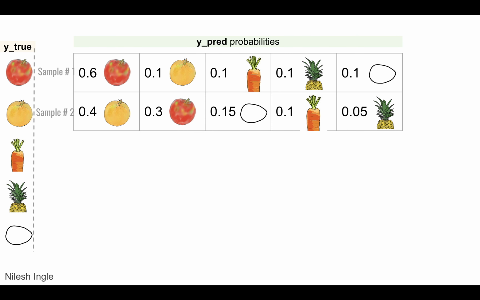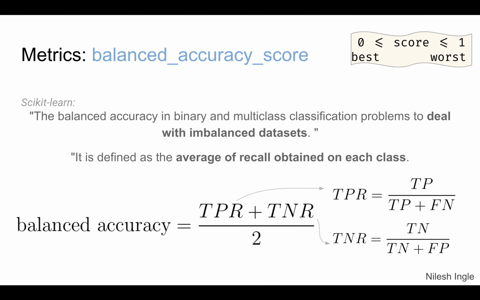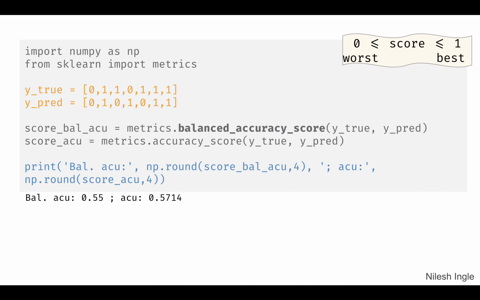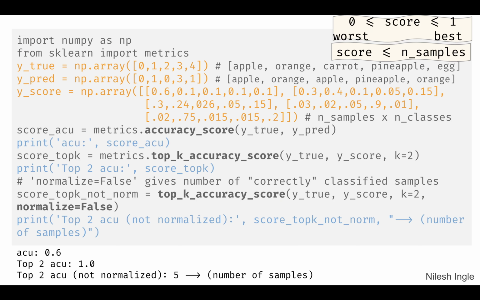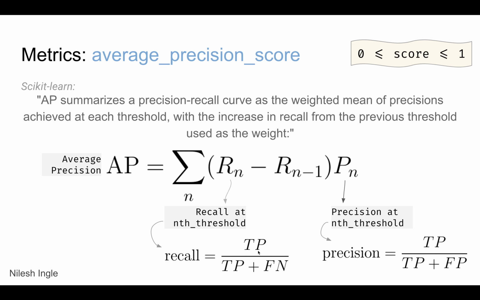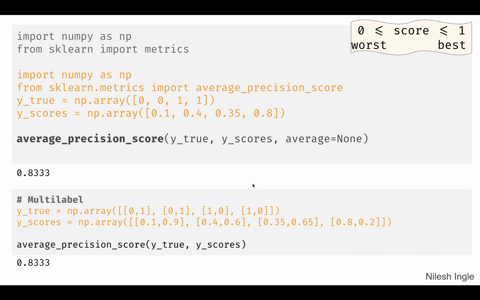So let's go back a few slides, and here we can see the true positive rate is true positive divided by true positive plus false negative, which is the recall. Now the average precision is then calculated by that formula, and here is the implementation of that.